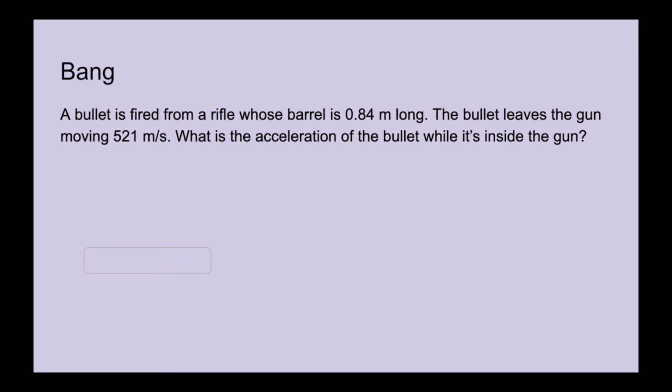A bullet is fired from a rifle whose barrel is 0.84 meters long. The bullet leaves the gun moving 521 meters per second. What is the acceleration of the bullet while it's inside the gun?